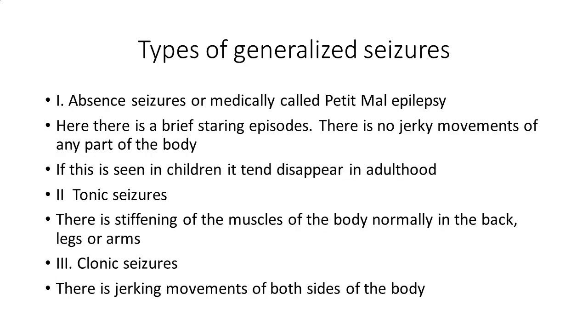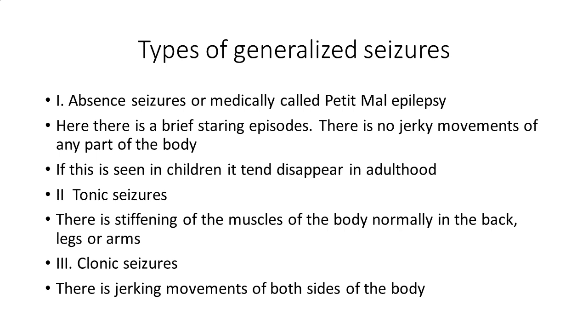There are different types of generalized seizures. Number one is absence seizures, or medically called petit mal epilepsy. Here there are brief staring episodes. There is no jerky movement of any part of the body. Suddenly he goes blank, looking at something as if nothing is happening. This is called absent attacks, and this is called petit mal epilepsy. If this is seen in children, it tends to disappear in adulthood.